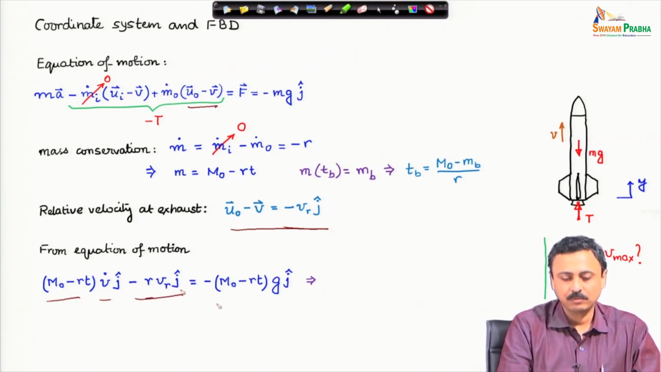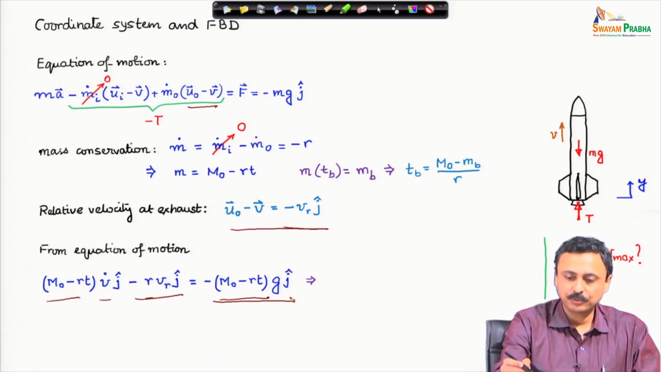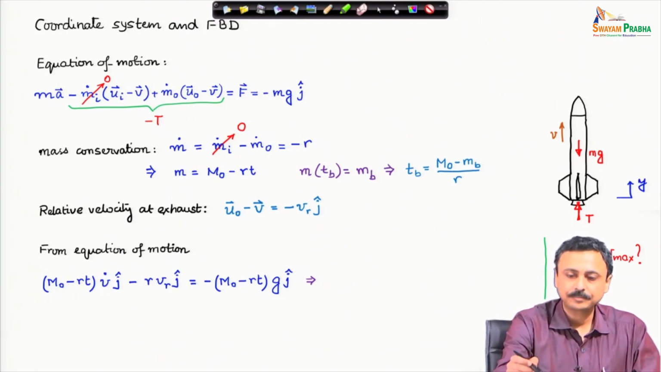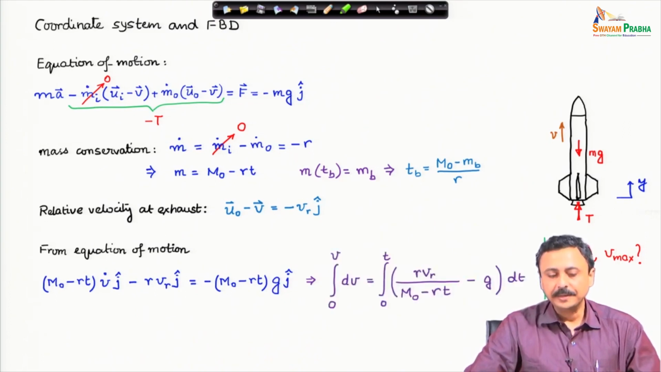So, in all we have this term, and on the right hand side it is the weight at any instant of time t. Now, mass is depleting, this is the mass at any time t till the fuel is present. So, before the burnout has occurred, this is how the mass is changing. Remember, this equation is valid as long as there is fuel. I can integrate this equation.